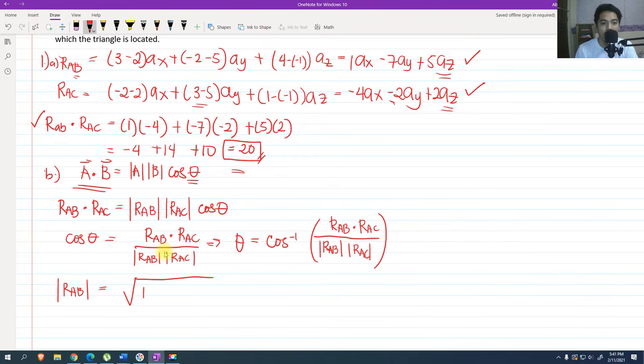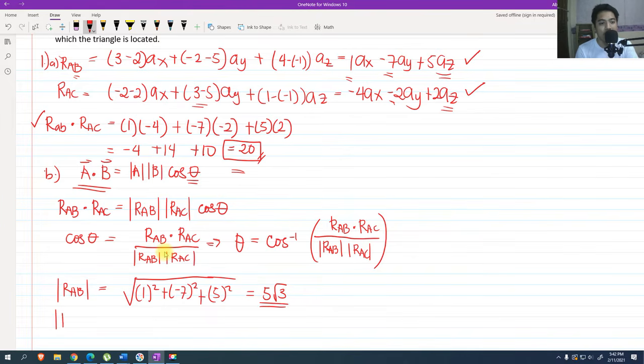So we have 1 squared for this, and then plus negative 7 squared. That's how we get the magnitude. And then plus, we have 5 squared. That's the formula for the magnitude. So upon getting the magnitude of RAB, we have 5 square root of 3. You can also express this in decimals if you want.